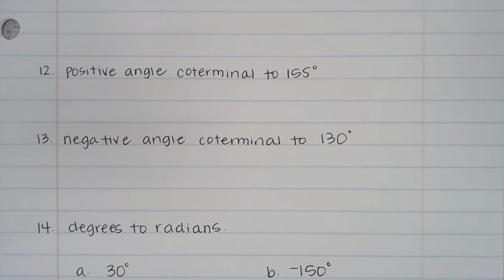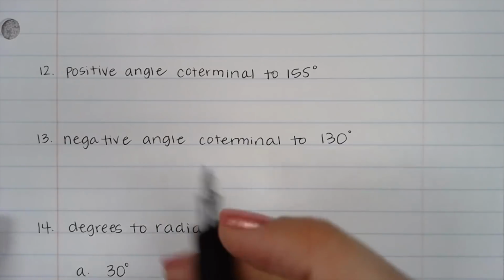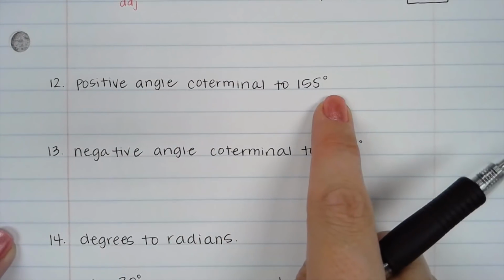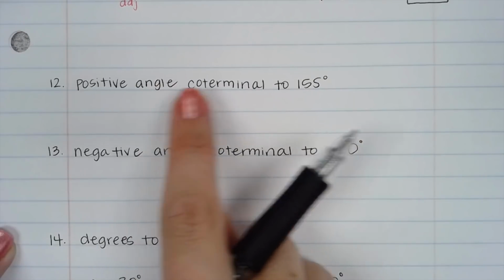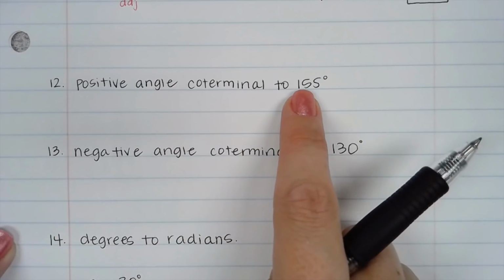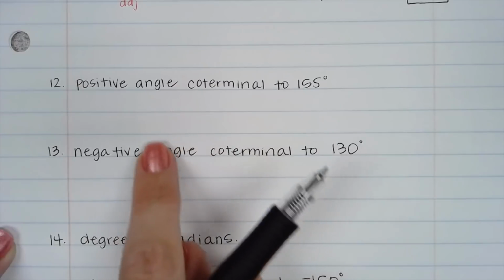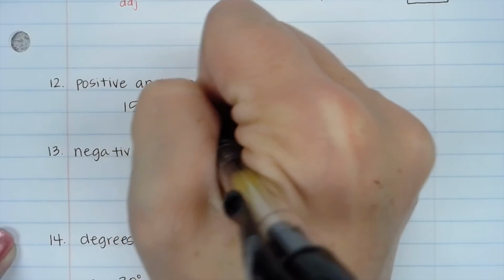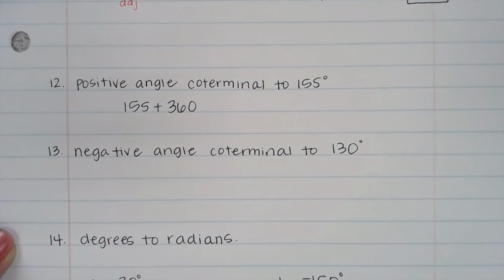On questions 12 and 13, when you're solving to figure out coterminal angles, remember that coterminal means that they end at the same place. For this one, you're looking for a positive angle that ends at the same place as 155 did. An angle that ends at the same place as 155 wouldn't be at 155. It would have to go all the way around a circle back to 155. So to do this one, I'm going to add 360 degrees to the number 155.